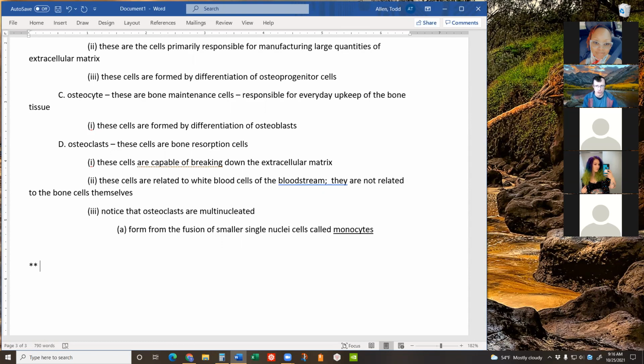Are we eating a nutritious diet or are we not? Are we getting plenty of calcium or are we not? Okay, so these things are happening all the time. And so there's a constant tug of war to remodel the bone based on this tug of war between osteoblasts involved in bone deposition and osteoclasts involved in bone resorption.